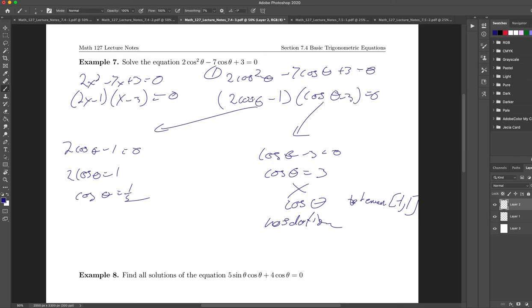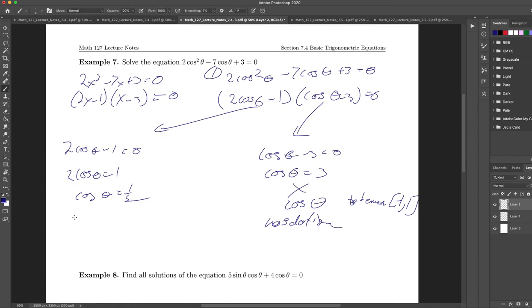But this could be 0. So even though this part has no solution, the whole thing could have a solution as long as this equals 0. And can we make this equal to 0? Sure. Can cosine of theta be a half? You betcha. And so here, cosine theta is a half at where?